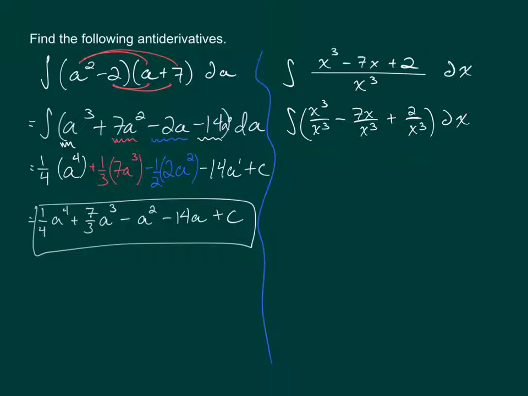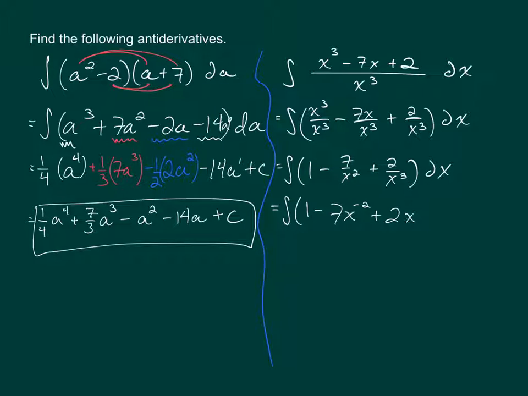Then what we can do is simplify each of these terms into something like this. So the integral, or the antiderivative of 1 minus 7 over x squared plus 2 over x cubed dx. Then what we need to do is we need to make sure that all of these x's in the denominator get bumped up to the numerator. So the last rewrite that we will need will be the integral of 1 minus 7x to the negative 2 power plus 2x to the negative 3 power dx.